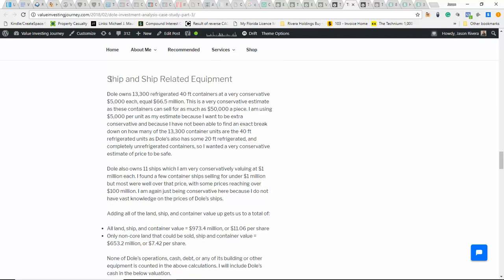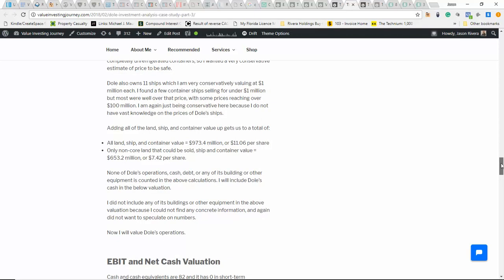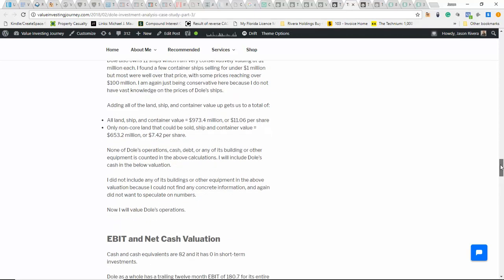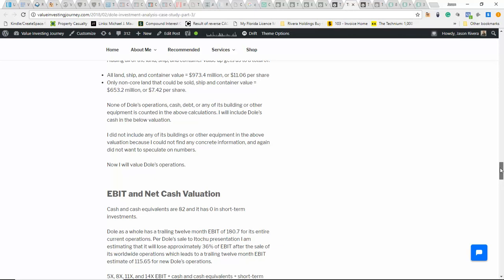Next thing I did, I went and looked, and they have valuable ships: container ships, refrigerated container ships. Again, these are massively undervalued, but there's substantial value here. So if a company has things like ships, heavy machinery that is very expensive, or land, then you can find potentially substantial hidden assets.